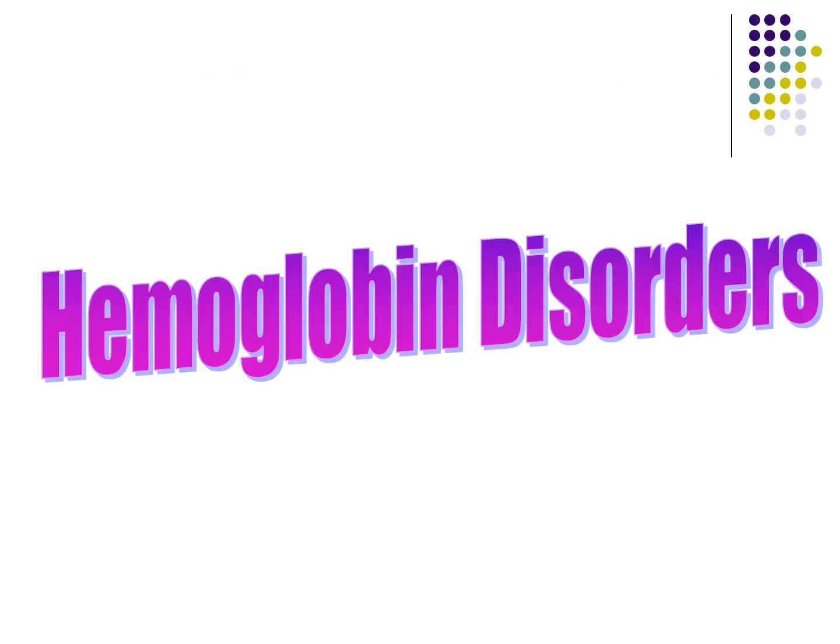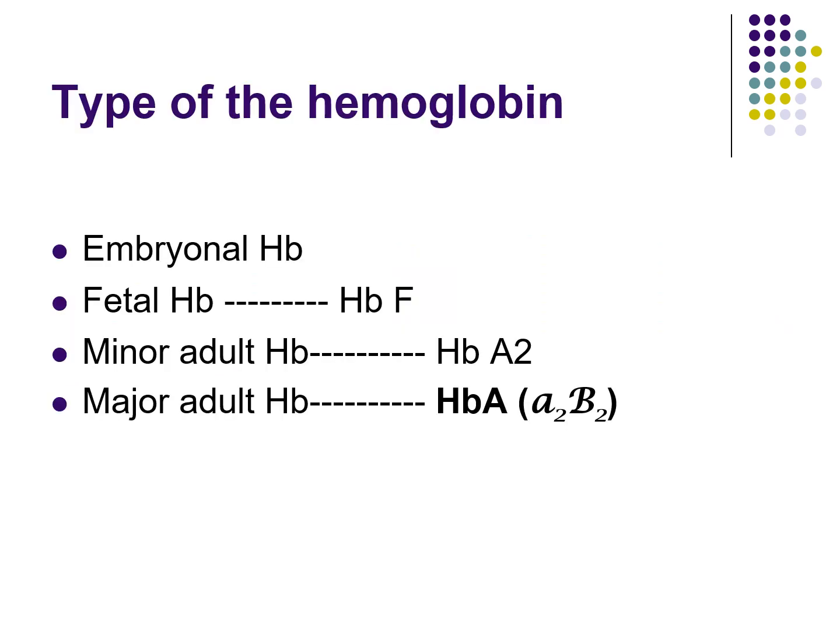Then we have the hemoglobin disorders. As we know, there are many types of hemoglobin according to the stage of development. Early on there is the embryonal hemoglobin, then the fetal hemoglobin, or what we call hemoglobin F, which is composed of 2 alpha and 2 gamma chains. And then as adults, we have the main hemoglobin A, which is composed of 2 alpha and 2 beta chains, and to a small extent of 2 to 3%, we have the minor hemoglobin A, or what we call hemoglobin A2, which is formed of 2 alpha and 2 delta chains.